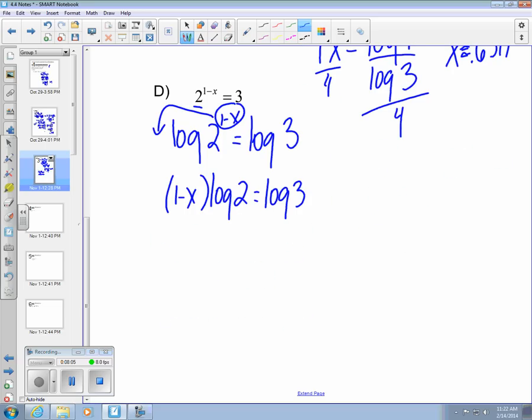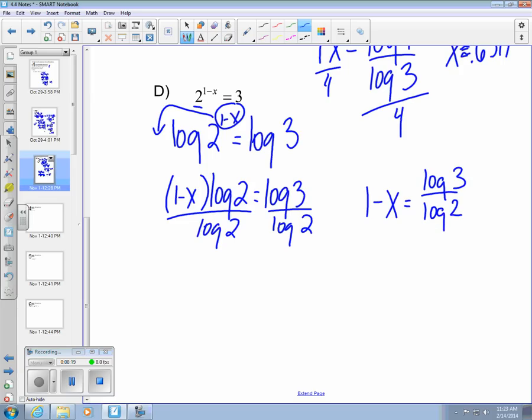From here, we will divide off by log base 10 of 2. So what we have left is 1 minus x is equal to log base 10 of 3 over log base 10 of 2. We want that x alone. We'll subtract 1 from both sides. Negative x is equal to log base 10 of 3 all over log base 10 of 2 minus 1.